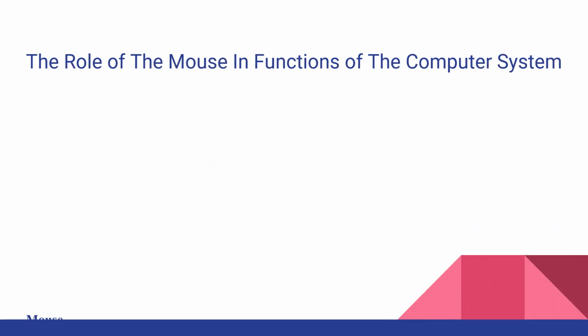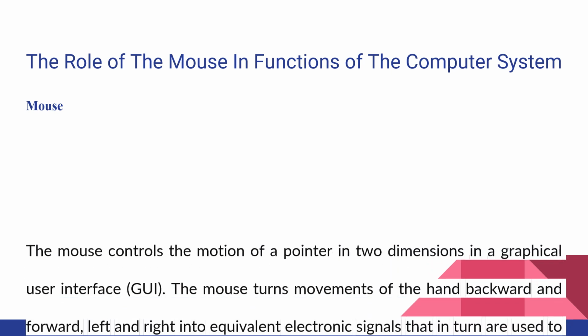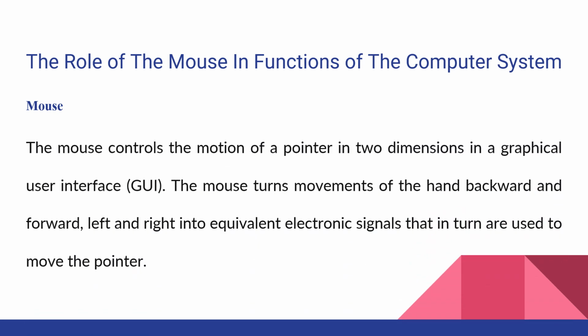The role of the mouse in functions of the computer system. Mouse. The mouse controls the motion of a pointer in two dimensions in a graphical user interface. The mouse turns movements of the hand backward and forward, left and right into equivalent electronic signals that in turn are used to move the pointer.